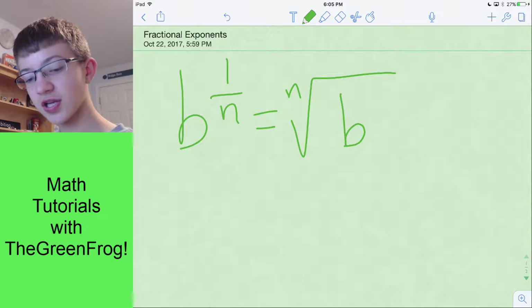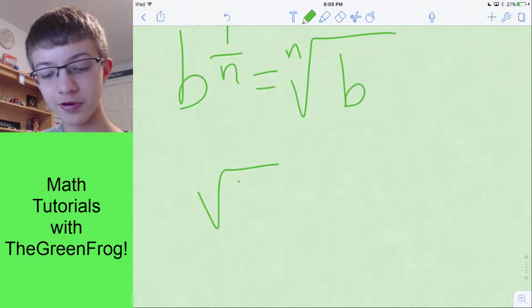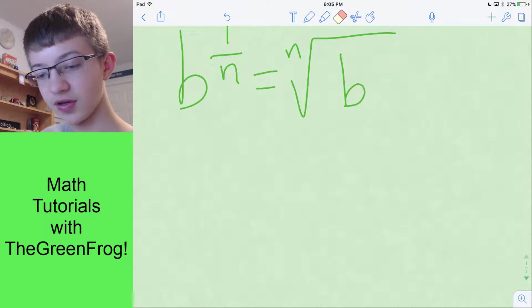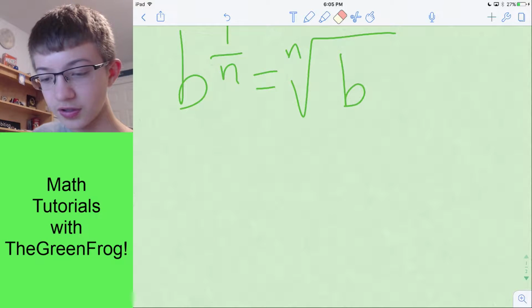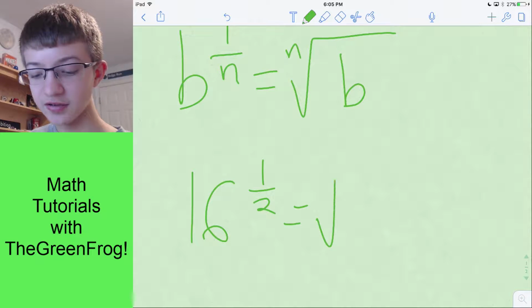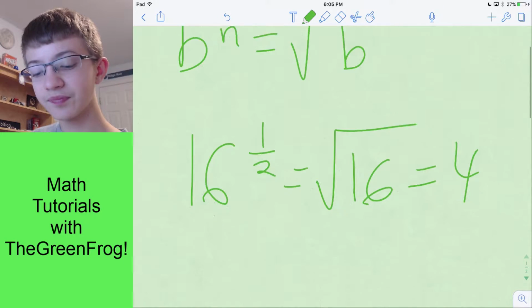So if we have an example here, like I showed you before, how I said the square root of 16 is 4. If we have 16 to the 1/2, that's just saying square root of 16, which is 4. So that's nice and simple.